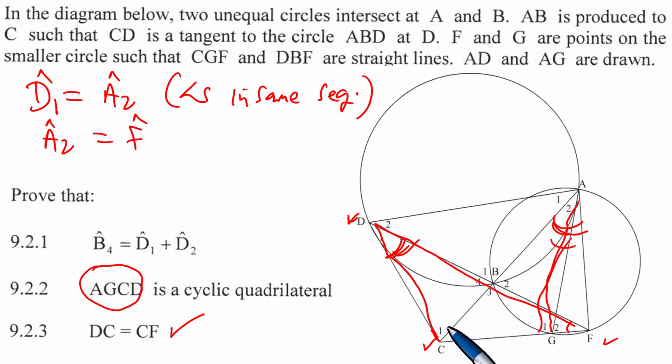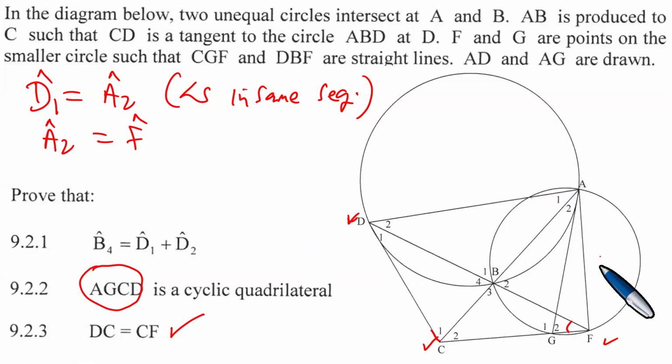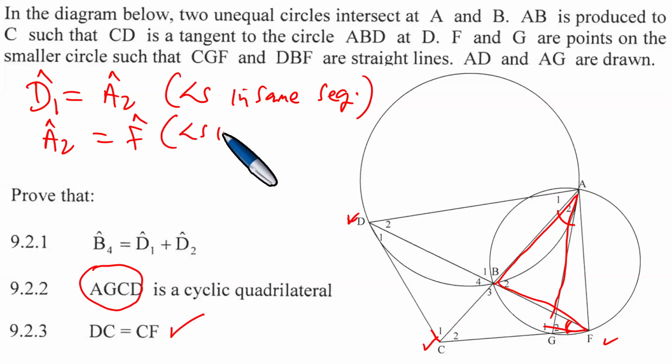Why is angle A2 equal to angle F? Let me just clean up a little bit for this to be very visible. At this point, angle A2, which is this angle there, is equal to angle F, which is this angle here, because these surely are angles in the same segment. You can see this here and this there. So these are angles in the same segment.